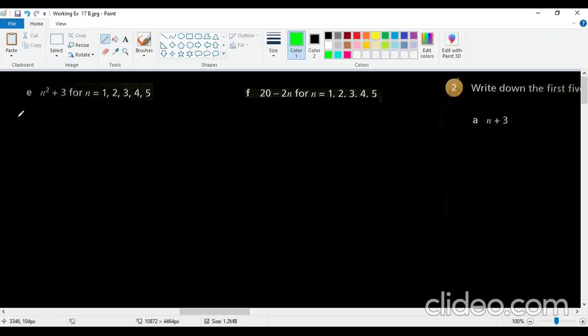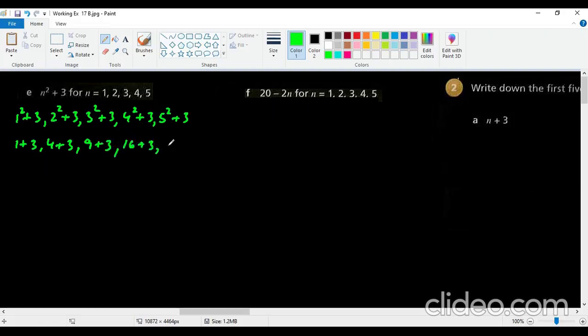In here, 1 square plus 3, 2 square plus 3, 3 square plus 3, 4 square plus 3. This is the working, that is square, plus 3. So the first one is going to give us 1 plus 3, this is 4 plus 3, this one is 9 plus 3, and 16 plus 3, and 25 plus 3. So the final sequence is going to be 4, 7, 12, 19, and 28. This is going to be your answer for question number E.